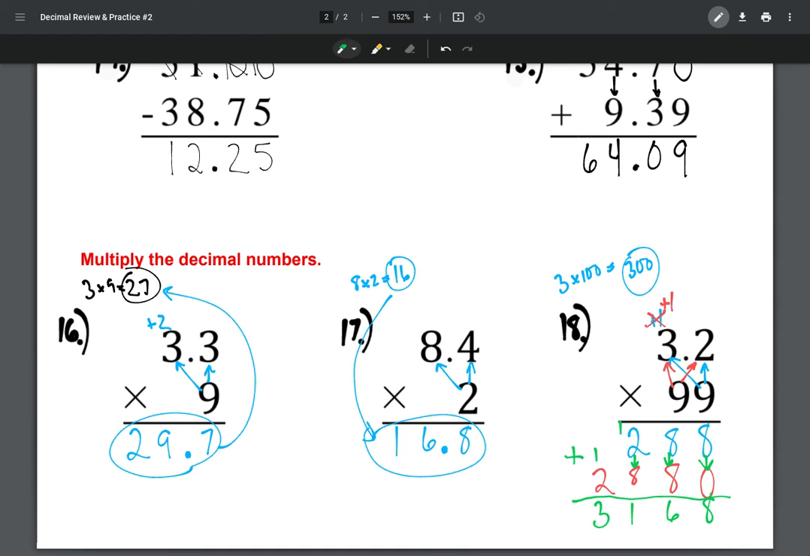Now, looking back at our ballpark estimate, 300, where is the only place we can put the decimal inside of these digits that would give us an answer close to 300? That is correct, between the 6 and the 8. 316 and 8 tenths is our final correct answer. Thanks for working with me. Let's get to practicing on today's work.